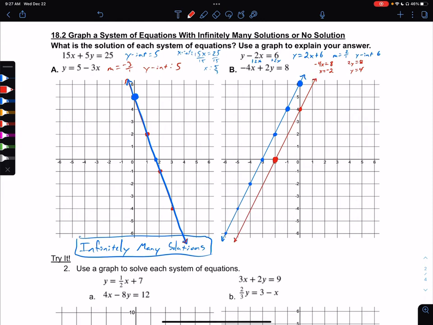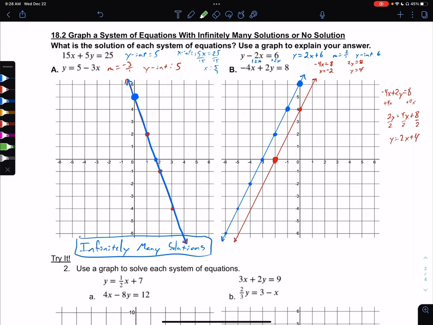Now, the problem we run into here is these two lines don't intersect on our graph. Maybe they do eventually off the graph, but in this specific case, if I take the second equation, the negative 4x plus 2y equals 8, and solve for y, I add 4x and I get 2y equals 4x plus 8, and then I divide everything by 2, I get y equals 2x plus 4.